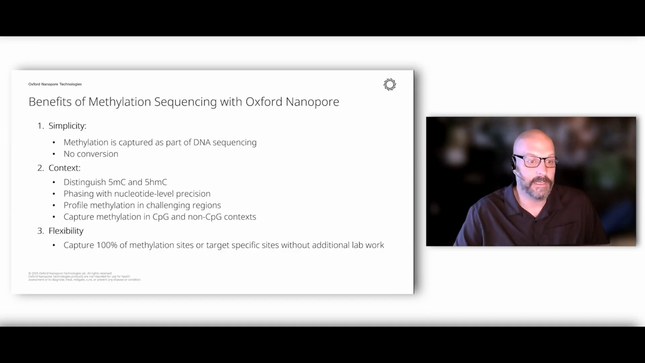Also is context. We can distinguish 5-MC from 5-HMC. We can phase at nucleotide level precision. We can profile methylation in challenging regions like repeat regions, and we can capture methylation in CpG and non-CpG contexts. And then it's a very flexible platform. You can capture 100% of methylation sites, every cytosine, all contexts, or just CpG or just CpG islands, and you can target specific sites without any additional lab work using our adaptive sampling technology.